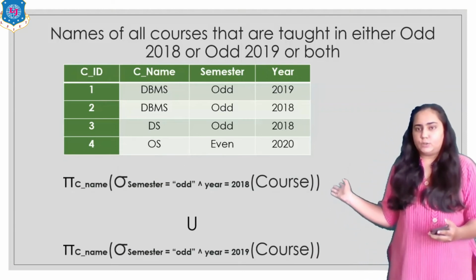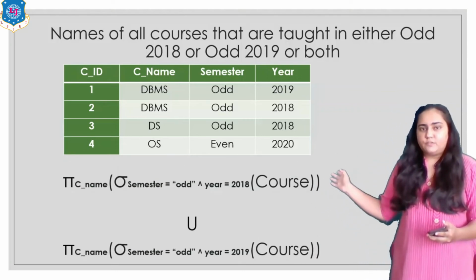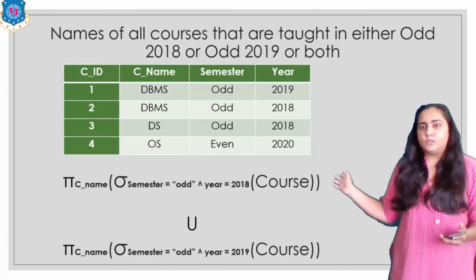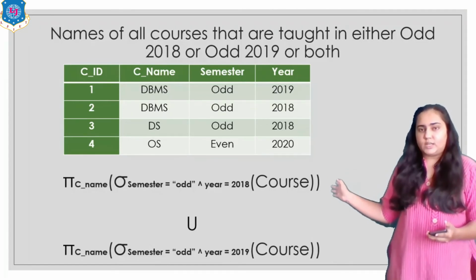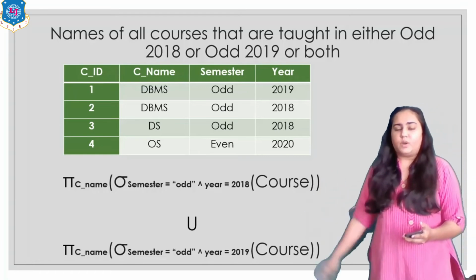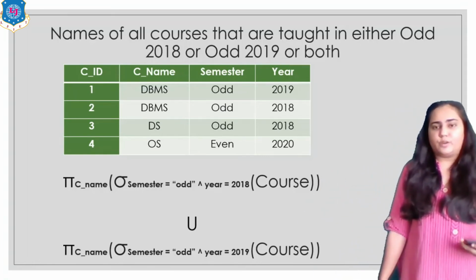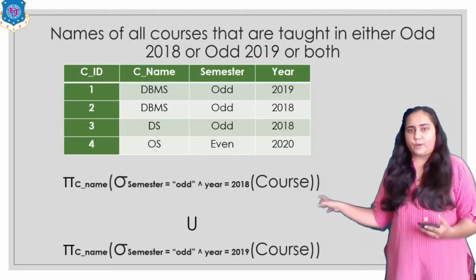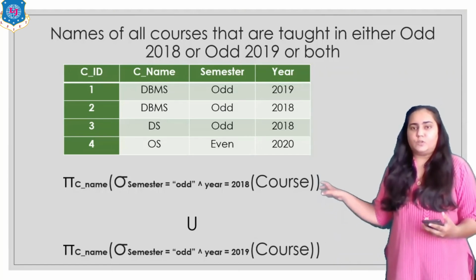And this is the way you will write your query. You can divide it into two parts. The first part fetches the names of courses that were taught in ODD 2018. So you would write it like this. Within the query, whenever you read a relational algebra query, try to read it from inside the brackets. That's the way it's going to execute.